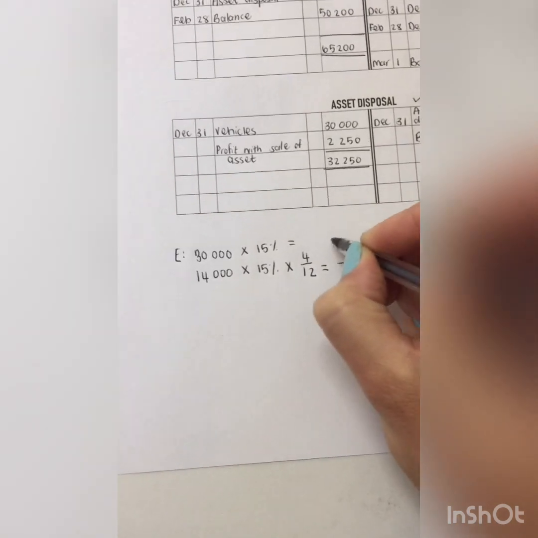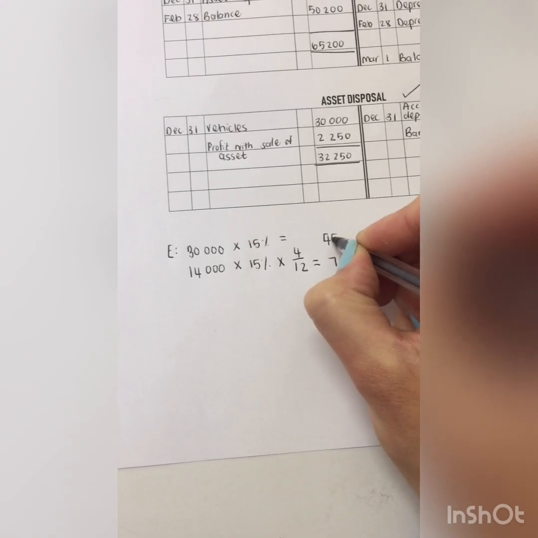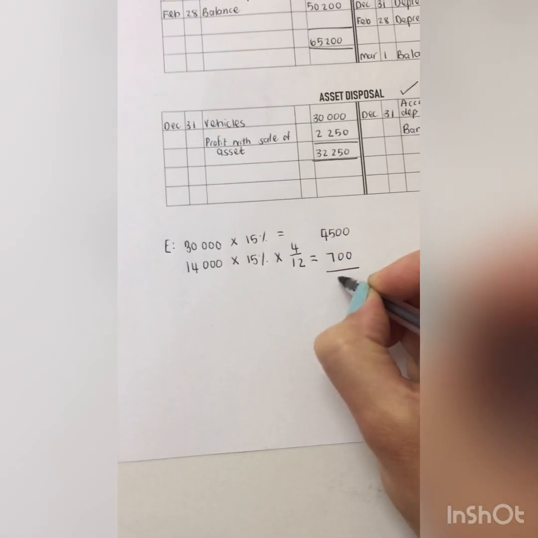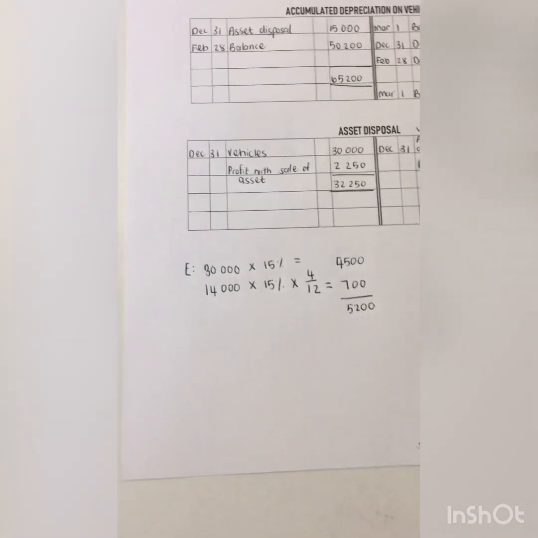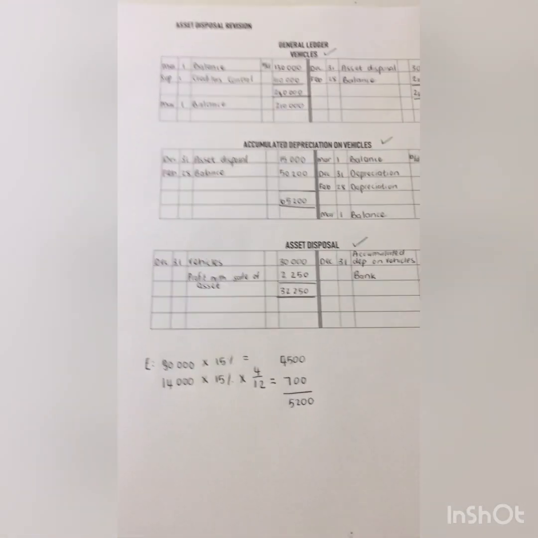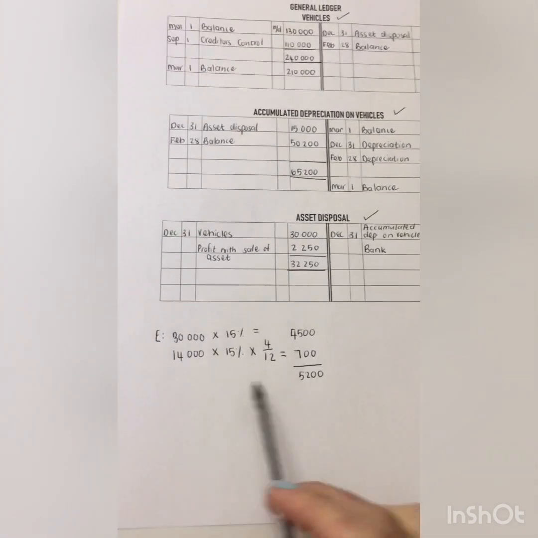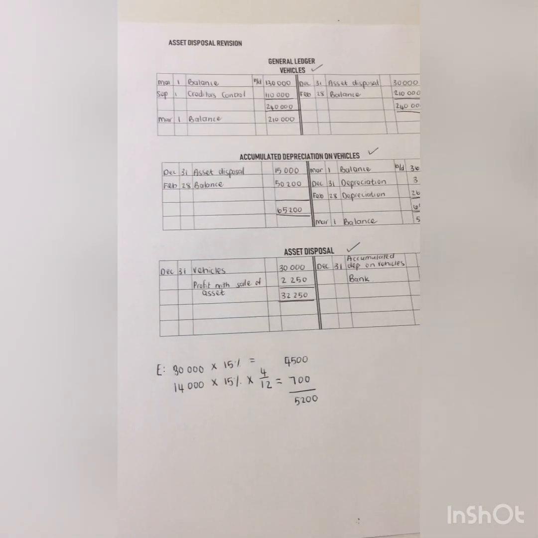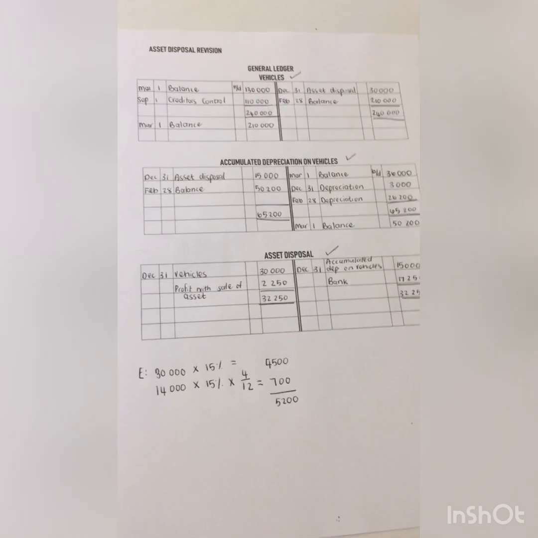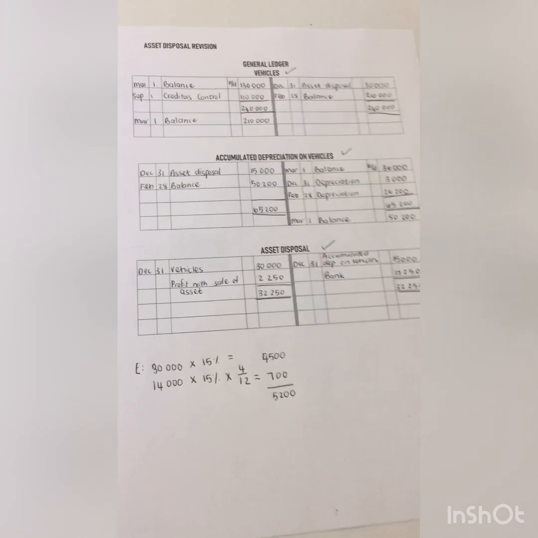So that answer is 7,000, that answer is 4,500, and then my total is 5,200 Rand. So now I've got everything. I don't have a T account for my equipment. I made all the calculations because now we are going to enter everything in our fixed asset note.